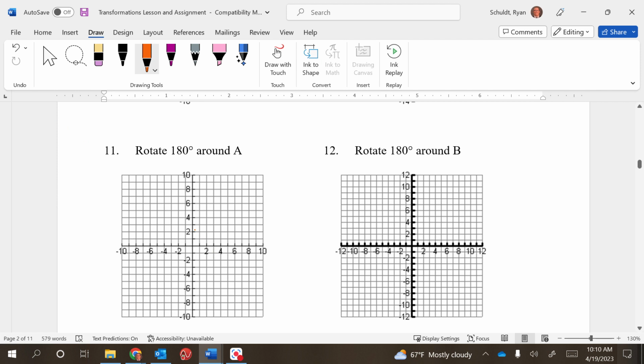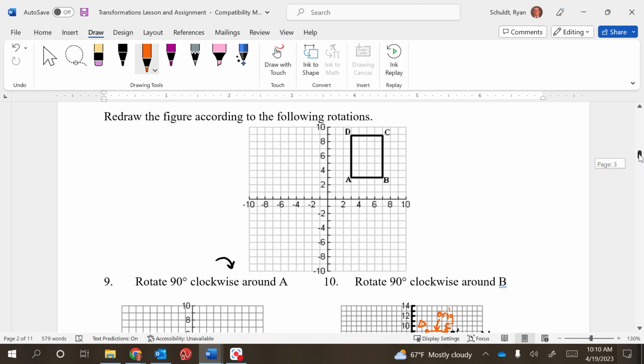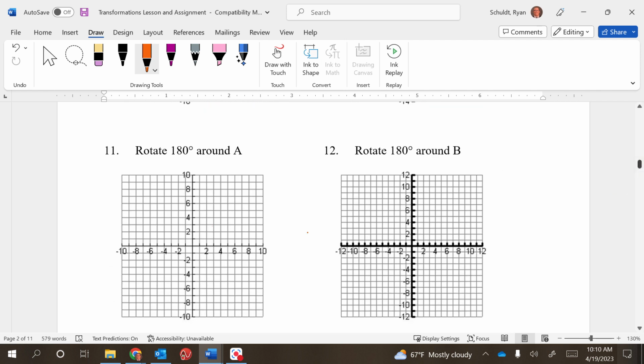Okay, so wait, where did we begin? I think we began at 3-3. Yeah, 3-3 to 7-3. Okay, so 3-3 to 7-3. And then we went up to 9. That looks terrible.